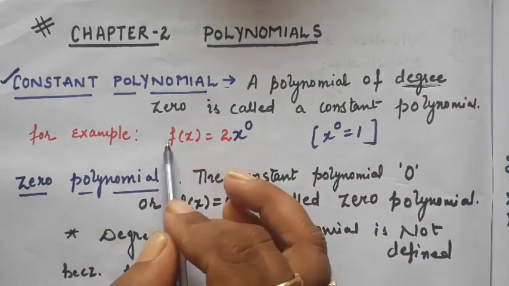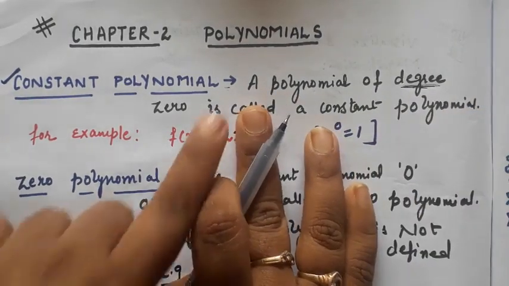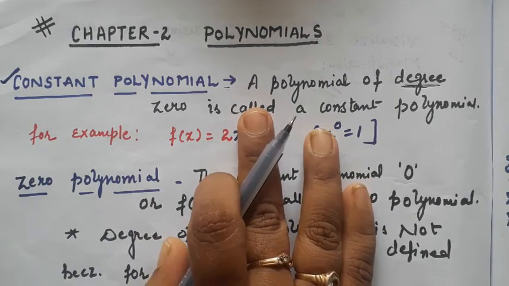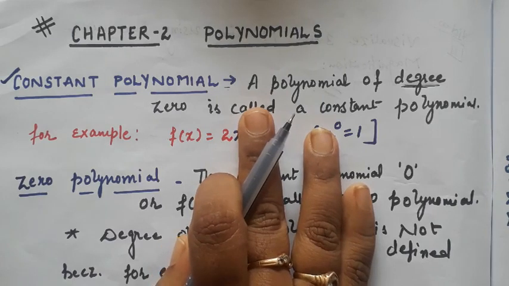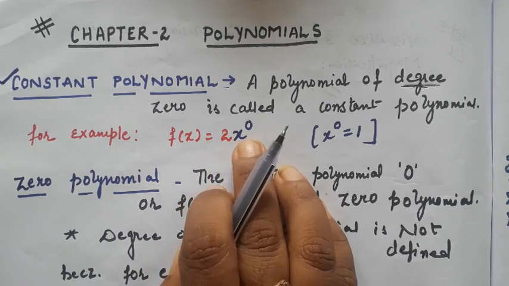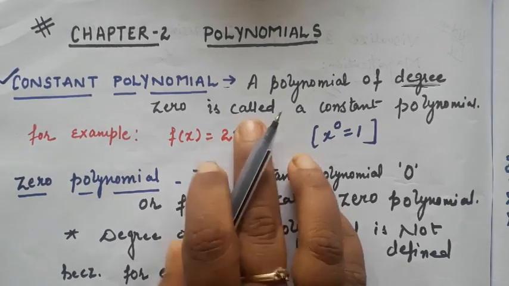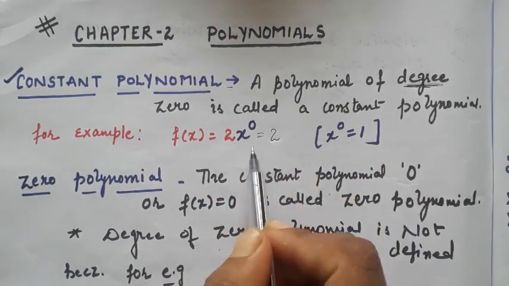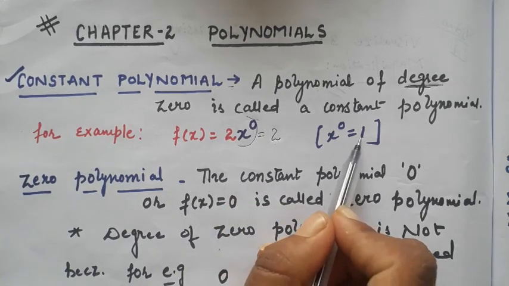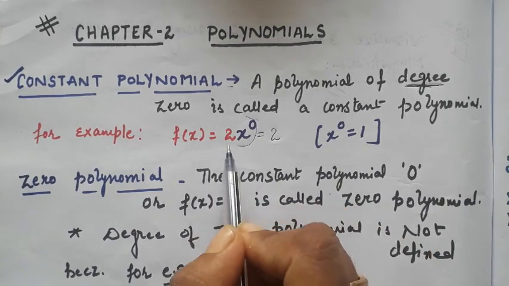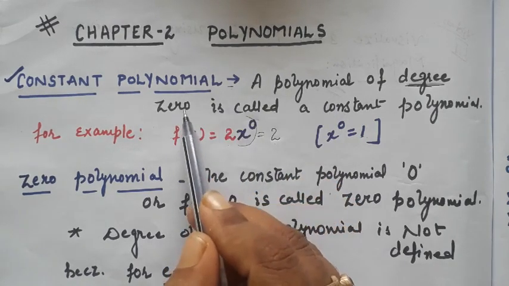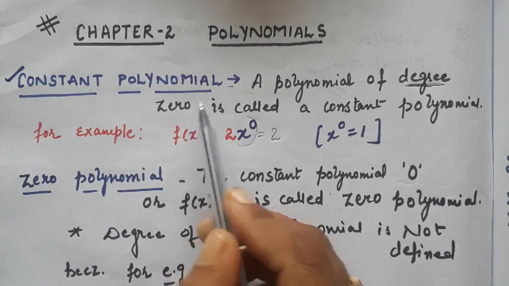So for example, if I write f(x) = 2, only 2, this is a constant polynomial. But as we can see, there is no variable with it. Then how can we say that its degree is 0? Because we can multiply 2 with x raised to power 0 to get 2. Here we can also conclude that x raised to power 0 is equal to 1, right? We know that now. So f(x) = 2 is a constant polynomial having degree 0. Clear?